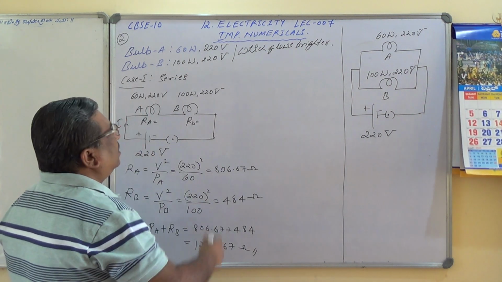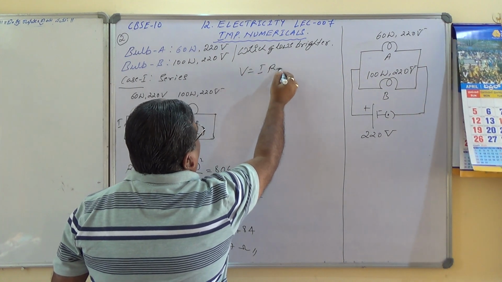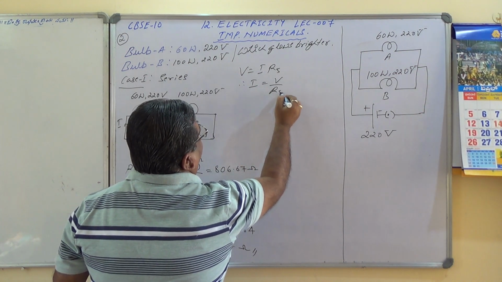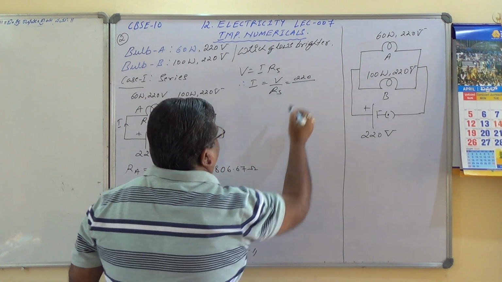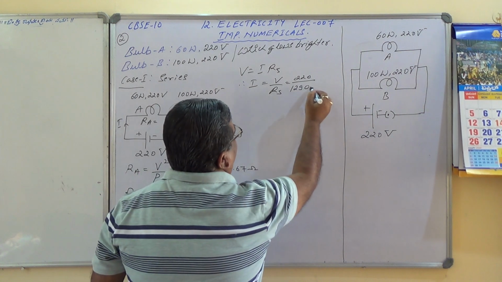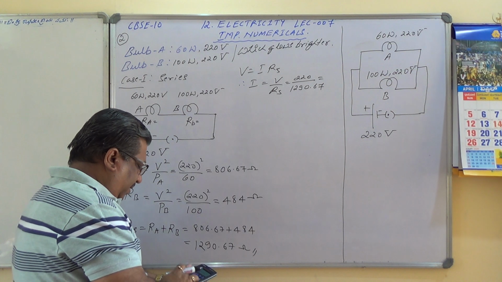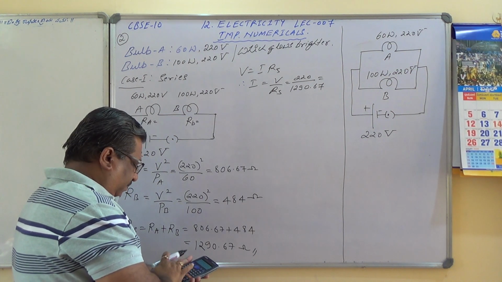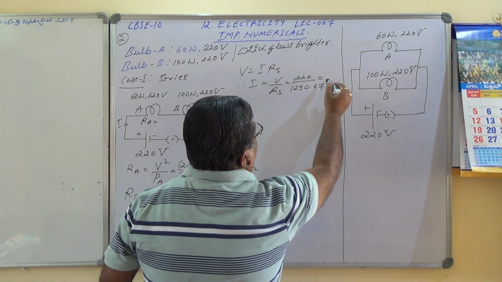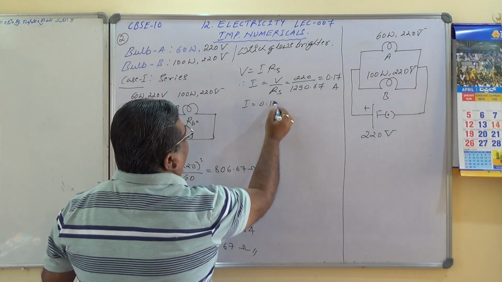So therefore, by applying Ohm's law, V equals I into Rs, and therefore I equals V divided by Rs. 220 divided by Rs, which is 1290.67. So this will give you 220 divided by 1290.67, about 0.17 amps. So current is 0.17 amps.